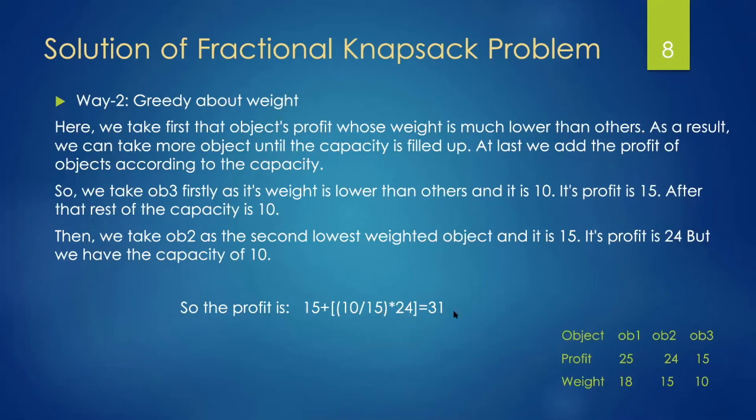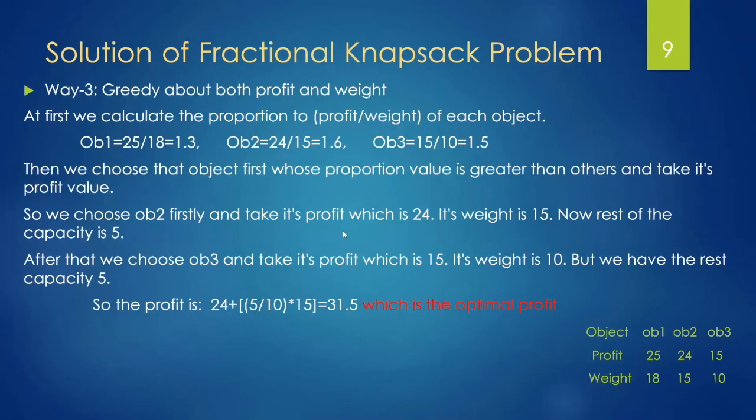And the last way is greedy about both profit and weight. Here, first of all, we calculate the proportion of profit divided by weight for each object. Then we choose the object whose proportion value is greater than others. So here we take object 2 firstly, and its profit is 24 and weight is 15, and the rest of the capacity is 5. After that, we choose object 3 as its ratio is greater than object 1.